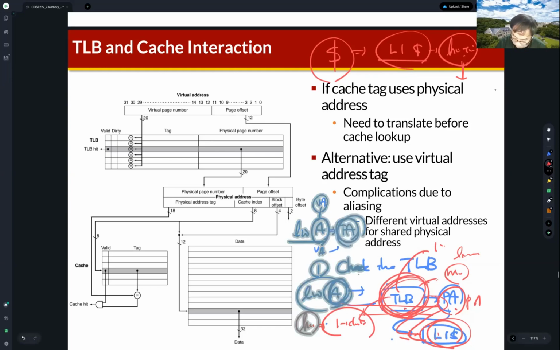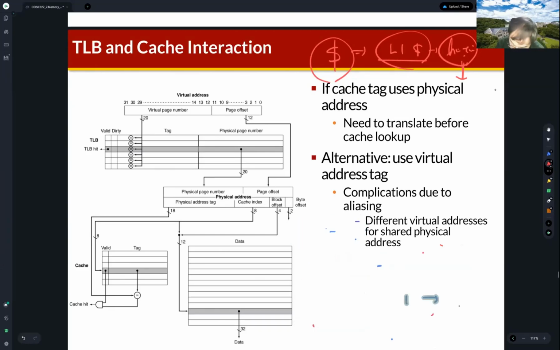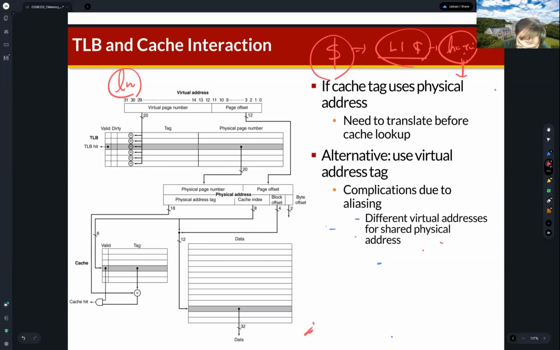Okay, so that's also a significant performance issue of the virtual address system. This figure shows how the caches are really accessed. First, the load accesses the cache using this virtual address. Then we first need to access the TLB, and then we can get the physical address.